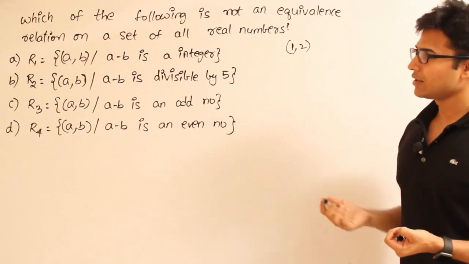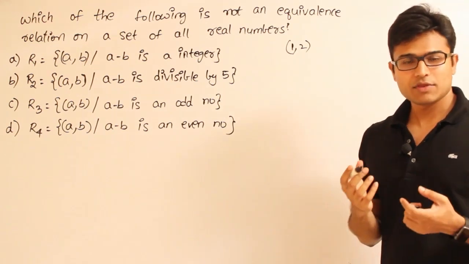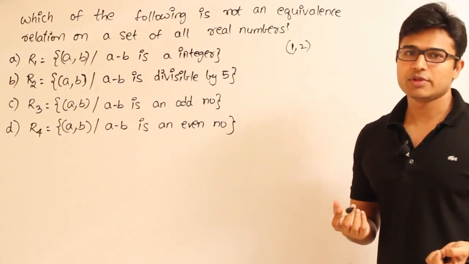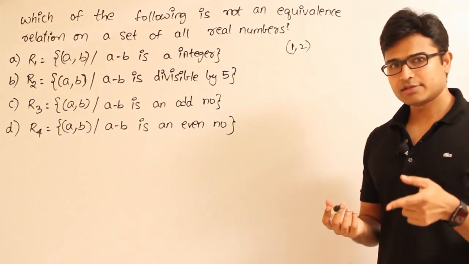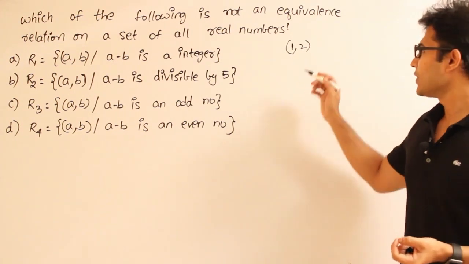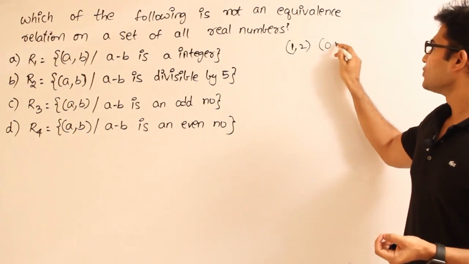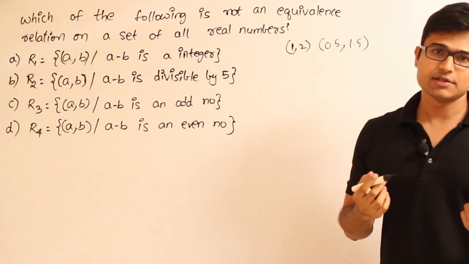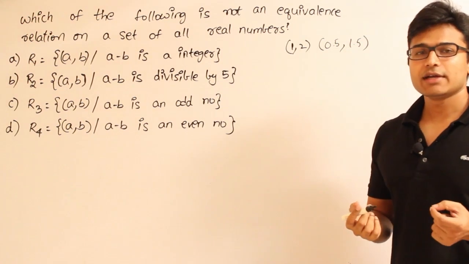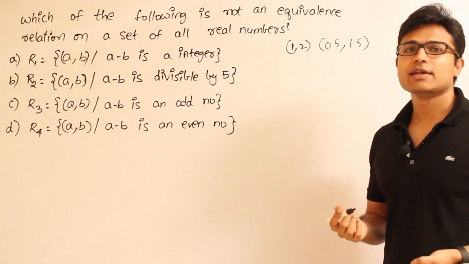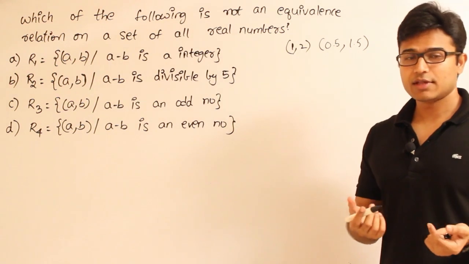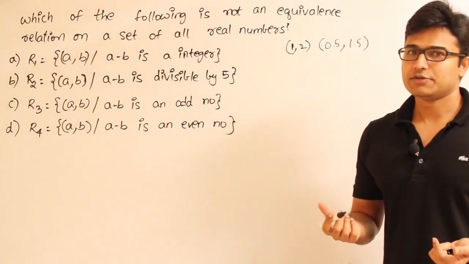I'm just saying what R1 will contain. R1 will contain any ordered pair of two numbers in such a way that a minus b is going to be an integer. For example, it might contain (0.5, 1.5). The reason is the difference is an integer. Got it? So you can take any two points on the real number line and see the difference. If the difference is an integer, then you include it in the relation.